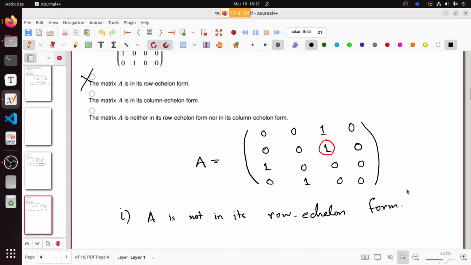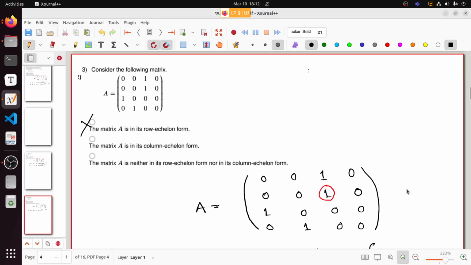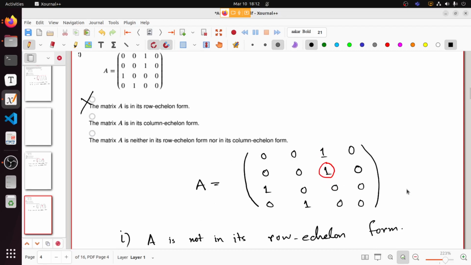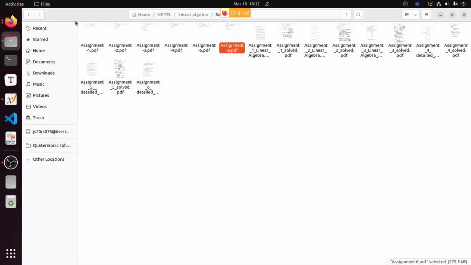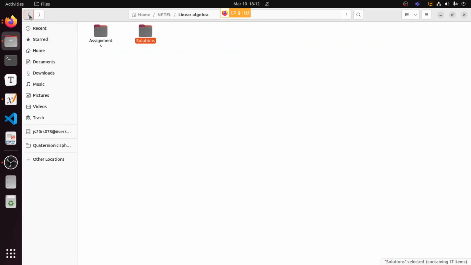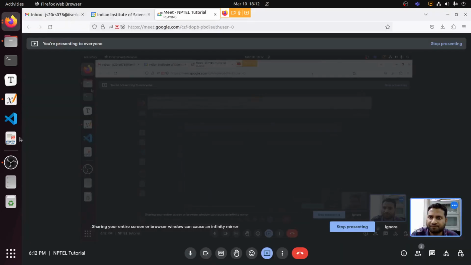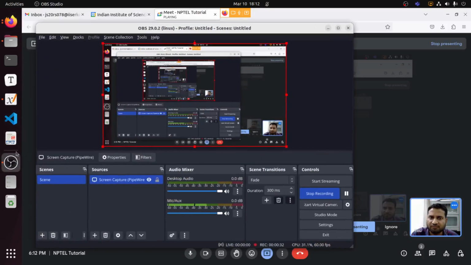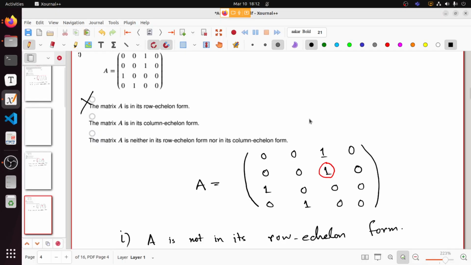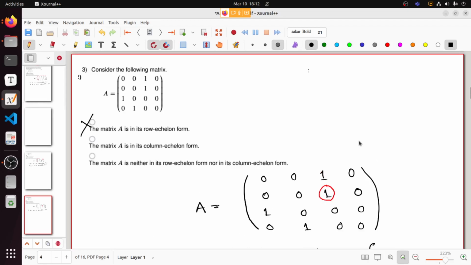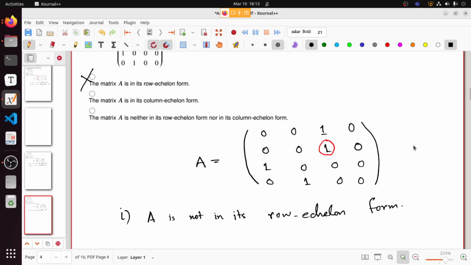Okay, so this is question number 3. We have shown that matrix A is not in its row echelon form. Let me check once. Okay, fine. So for question number 3, the matrix A is not in row echelon form. Now we have to check the column echelon form.